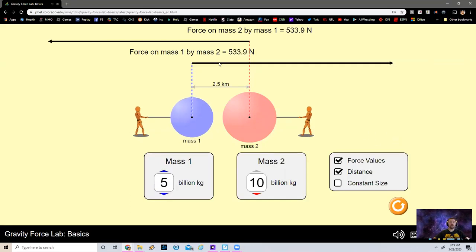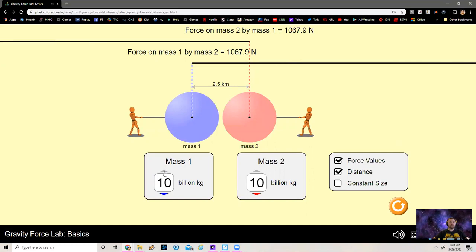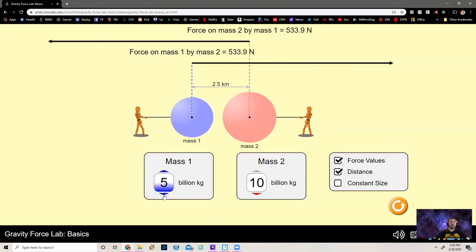And there you go. You see that the force between them has decreased. Let's see what happened to the force. We went from 10 billion kilograms to 5 billion kilograms. Look at the current force on this object. It's roughly 1,000. Well, by how much did the force decrease between them? It went down roughly 2 times. It is now 1/2 the force that it was before.